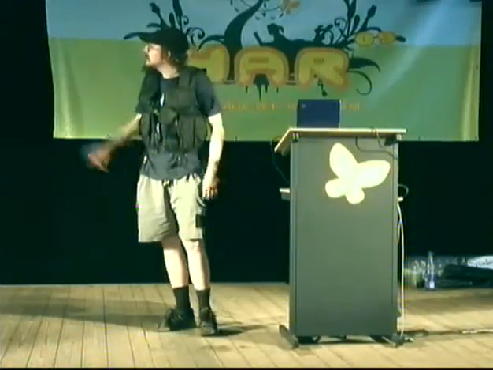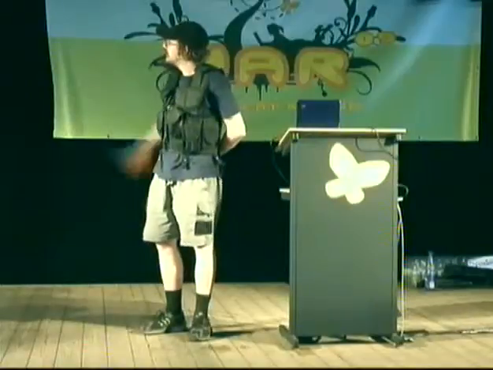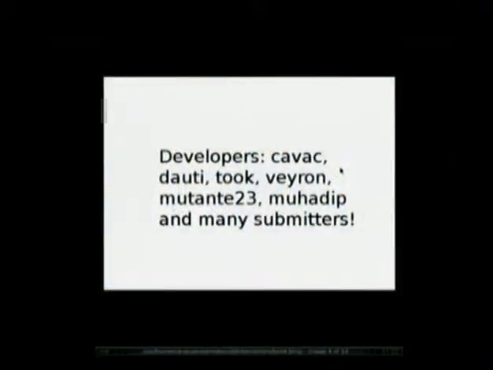And those are the core developers: cavac, that's me, Doughty, the second admin of the servers, Tug, Veyron, Mutante, Muhadib, and about 20 to 30 one-time or two-time submitters of patches.